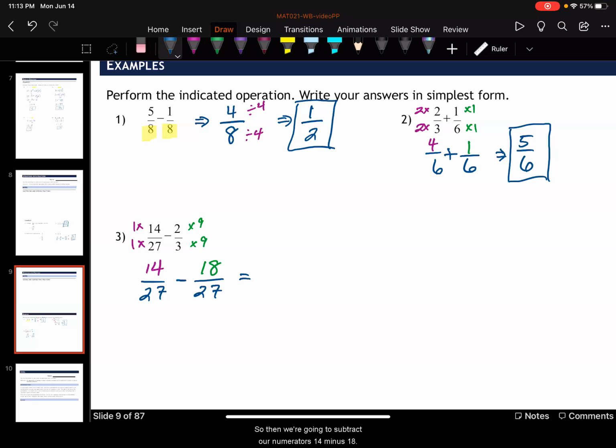So then we're going to subtract our numerators. 14 minus 18 would be negative 4. Keep our denominator of 27. So we cannot simplify 4 over 27. Okay, so our final answer there will be negative 4/27.